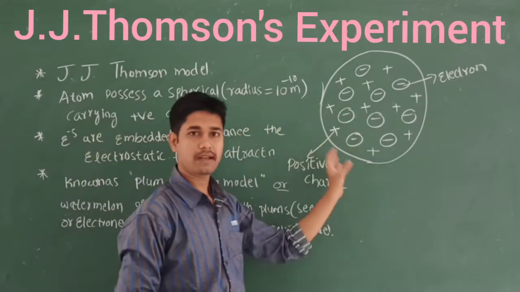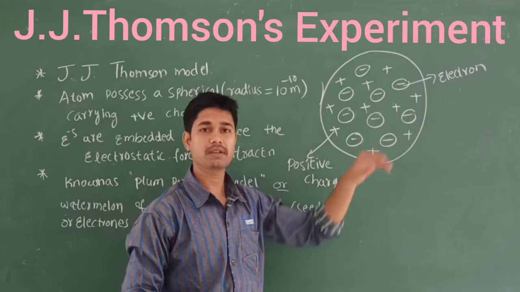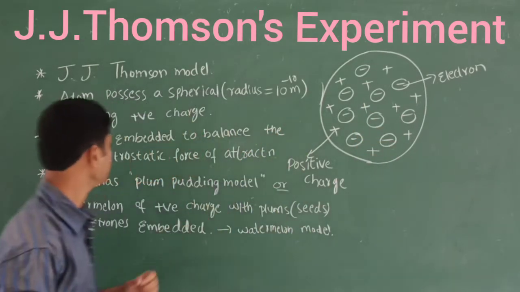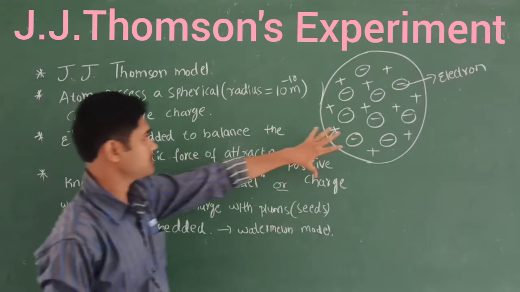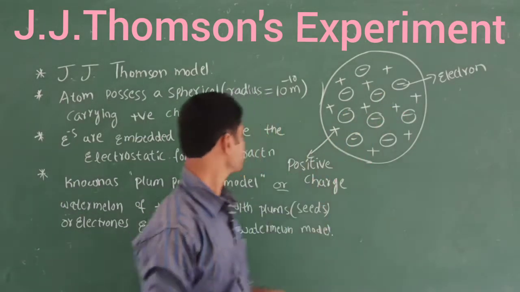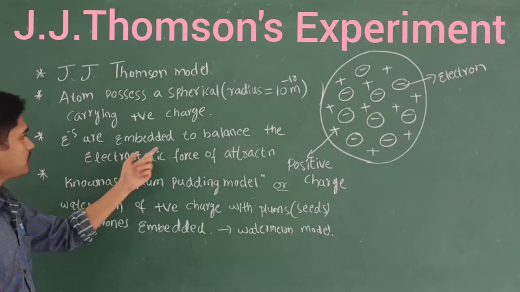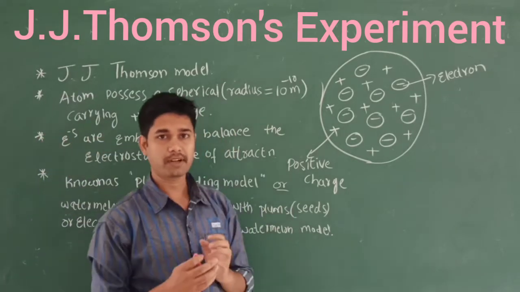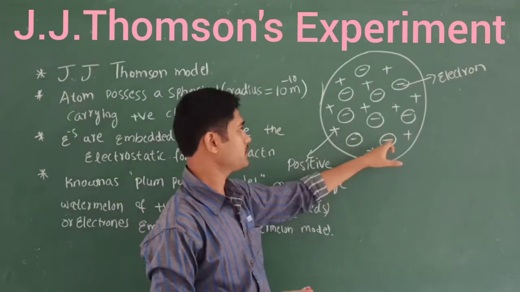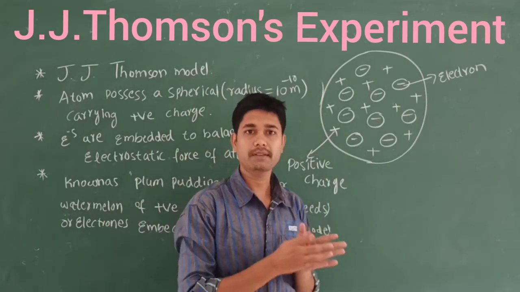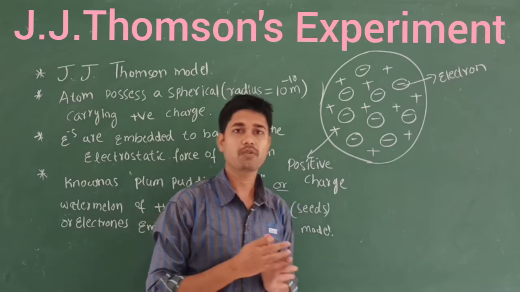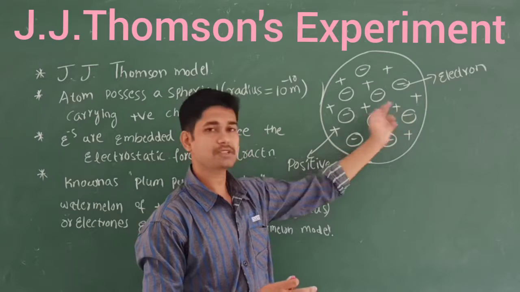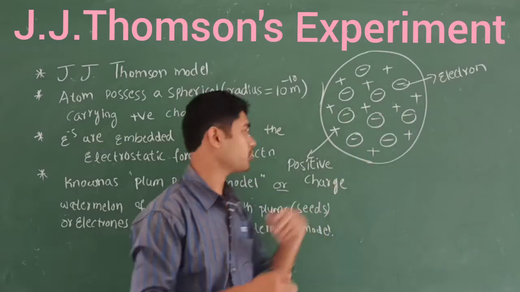It looks like a sphere with a radius of about 10 raised to minus 10 meter, or 10 raised to minus 8 centimeter, carrying the positive charge. This is the entire positive charge in the atom. The electrons are embedded to balance the electrostatic force of attraction. In order to maintain this, the negative charge, called electron, will be there. You know that we always call atoms electrically neutral, right? So in order to balance out this positive charge, electrons are also embedded in the atom.